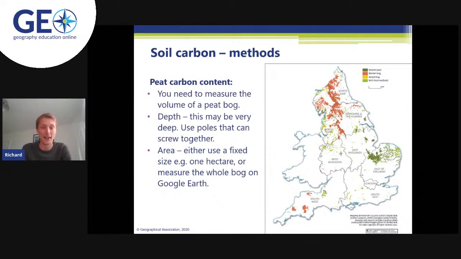Yeah, so we have 13% of the blanket bog in our country, which has been quite badly degraded. A lot of the rest of the blanket bog is locked away in permafrost up in the northern areas.